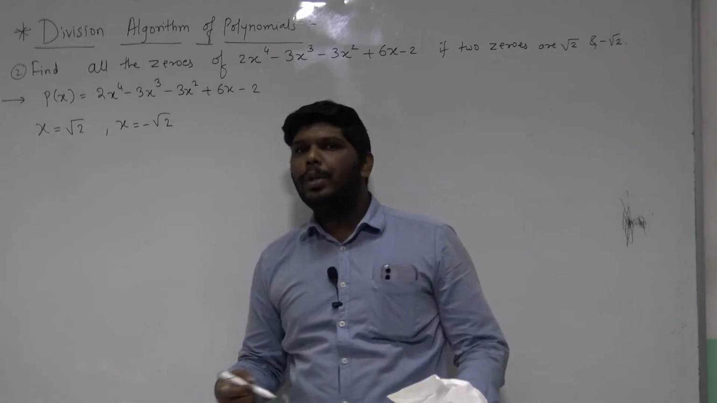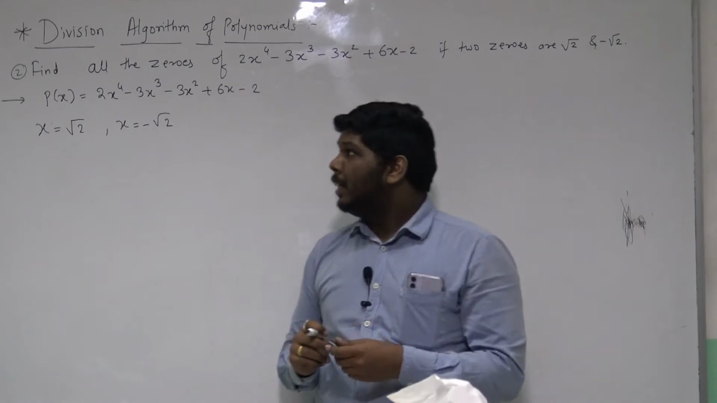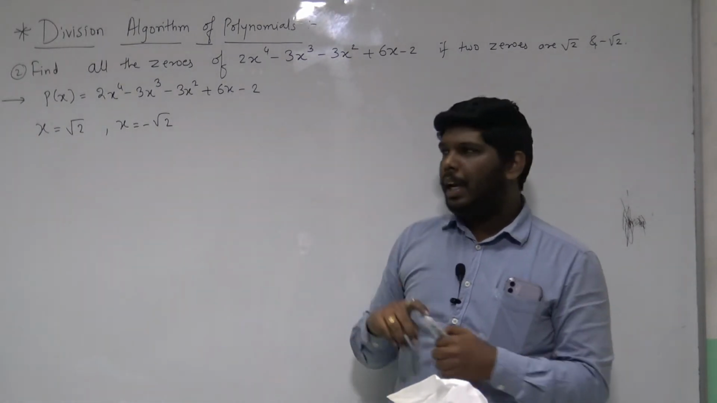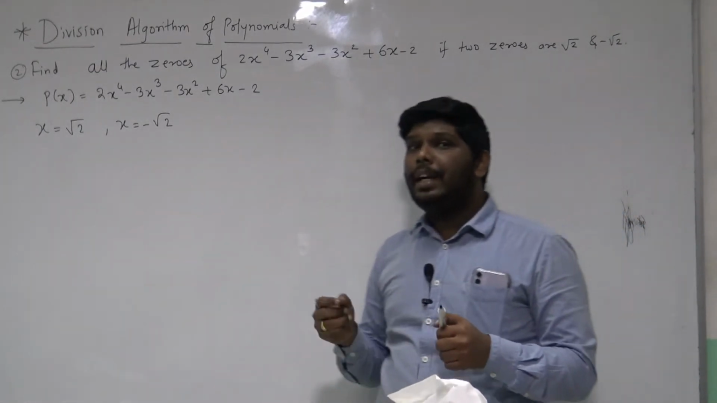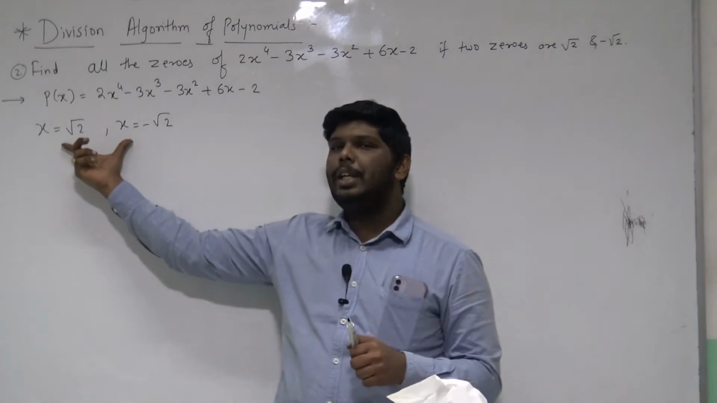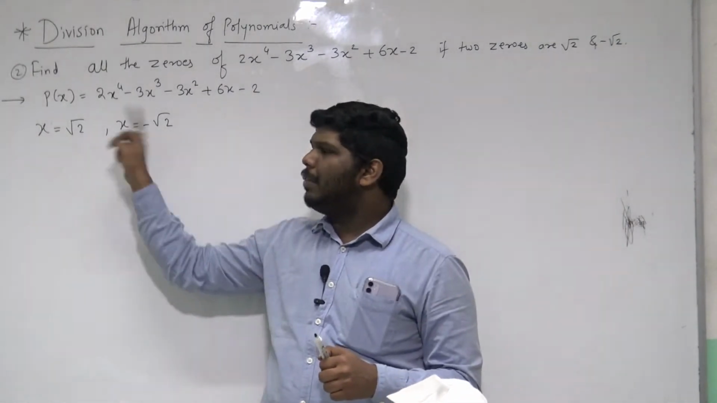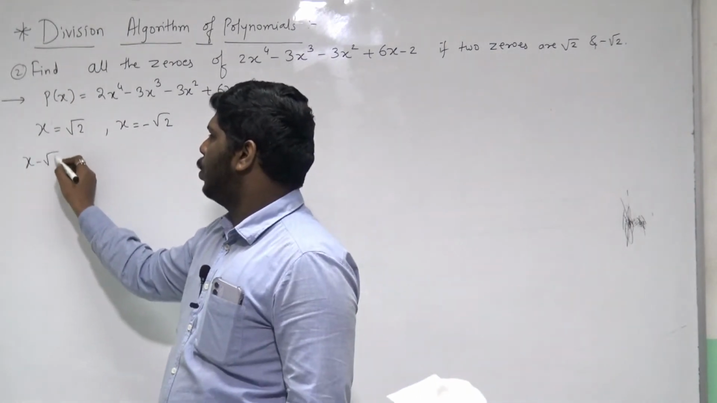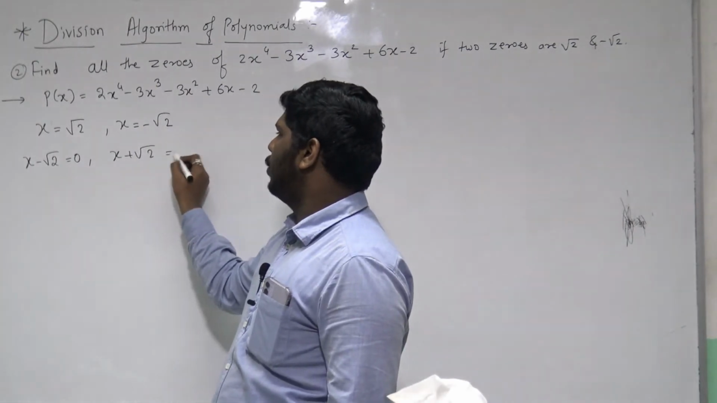So how are we going to solve this question with the help of long division, that you have to see. The polynomial that is given to you is the dividend for us. It is going to be inside the long division. We are going to find the divisor with the help of these zeros. So how to find that? Basically, first take these values on the left hand side. So this will give you x minus root 2 is equal to 0 and this will give you x plus root 2 is equal to 0.